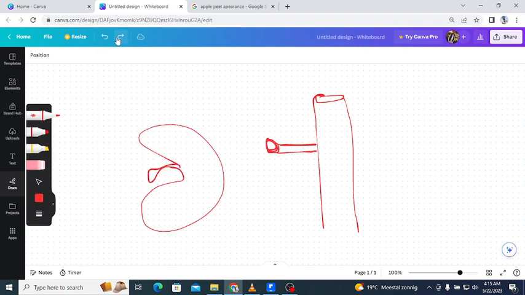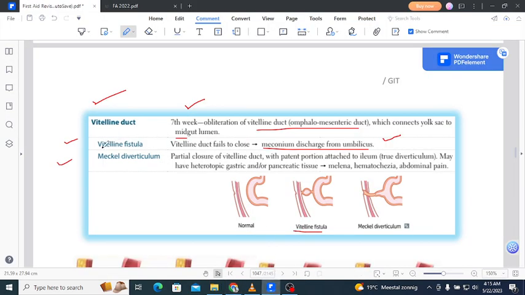Like this omphalomesenteric duct, this becomes obstructed. Now if it does not get obstructed and there is a patent connection between the midgut lumen and the outside environment, resultantly there will be drainage of the meconium from the umbilicus, and that is a very gross presentation, but this is a condition that we see in the case of Vitelline fistula. The second condition is the Meckel diverticulum.